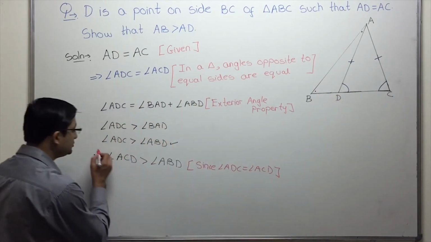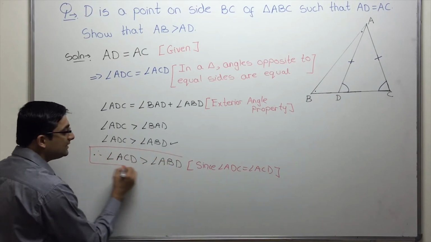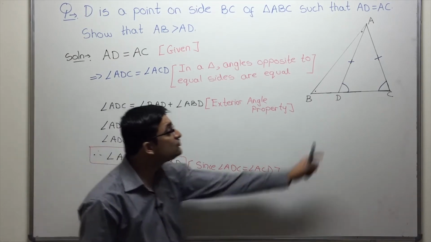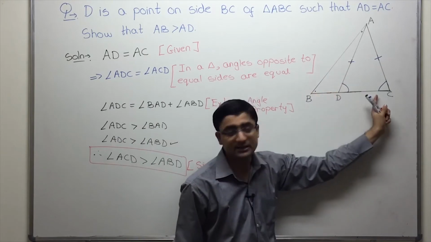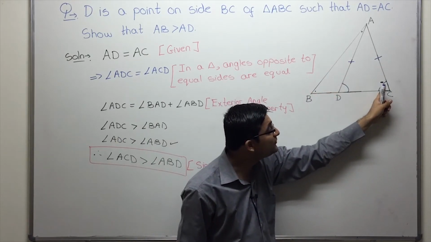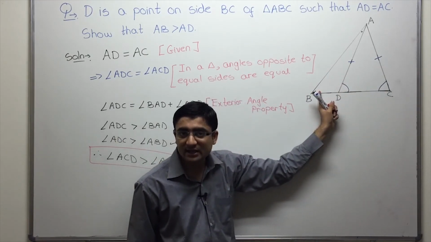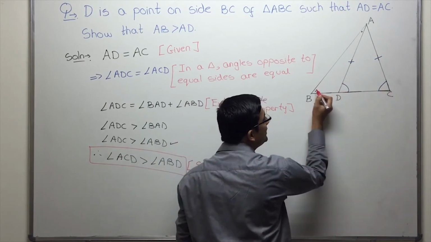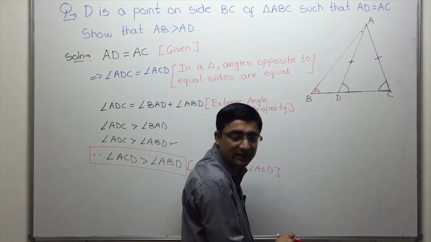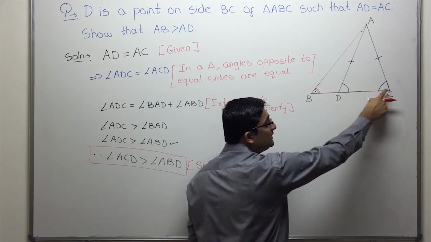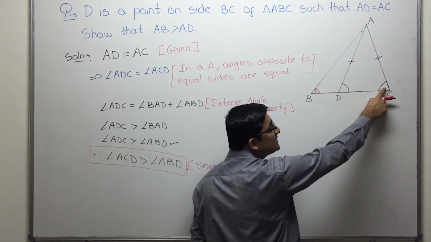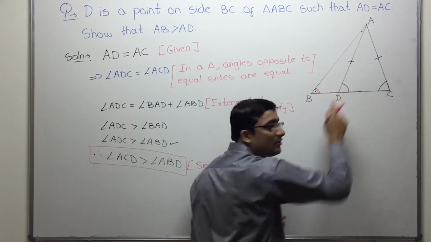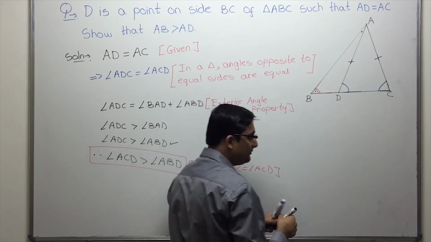Now I want you to focus on this. Angle ACD is bigger than angle ABD. Now look at triangle ABC. So what have we just shown? We have shown this angle is bigger than this angle. I repeat, this angle over here is bigger than this angle over here. So if this is the greater angle, that means side opposite to this is greater than side opposite to this. I'll redraw triangle ABC to avoid confusion.